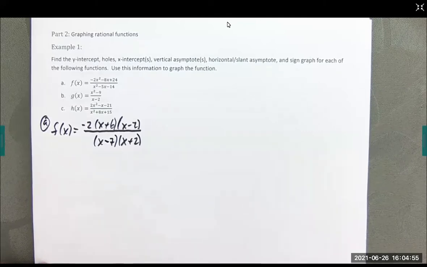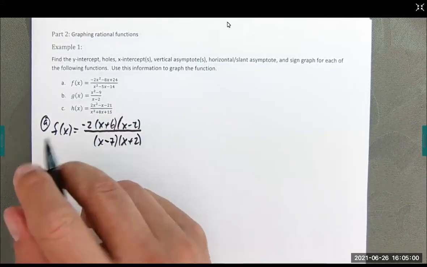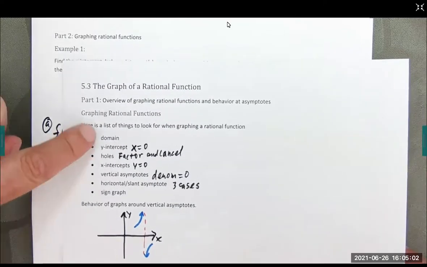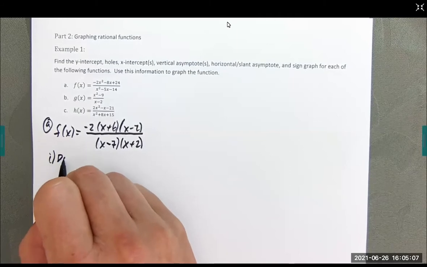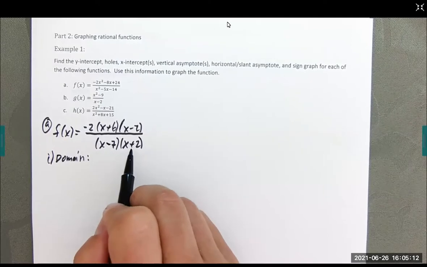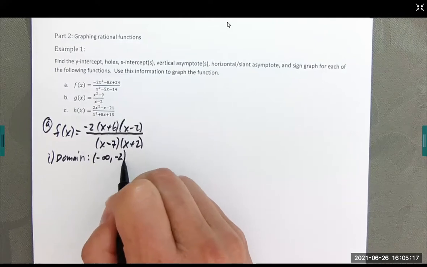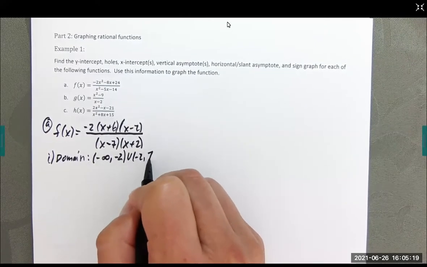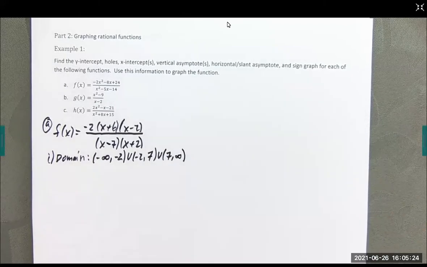Let's start with the domain. So I'm going to go down this list here. The domain is going to be everything except 7 or -2. Here's our domain. Also, that's where our vertical asymptotes are going to be.